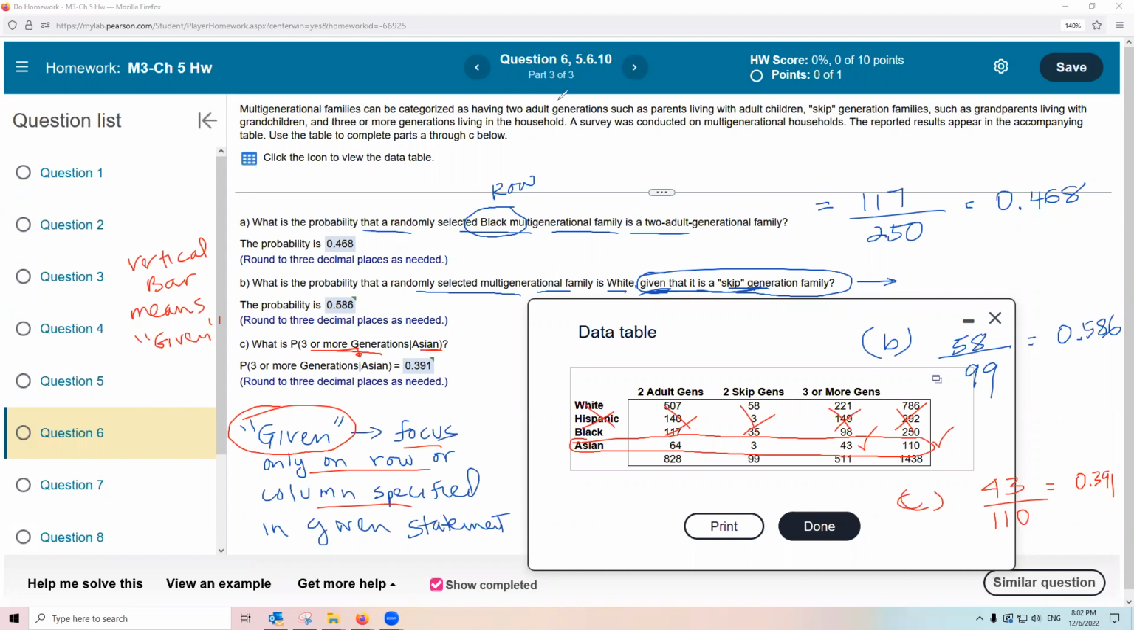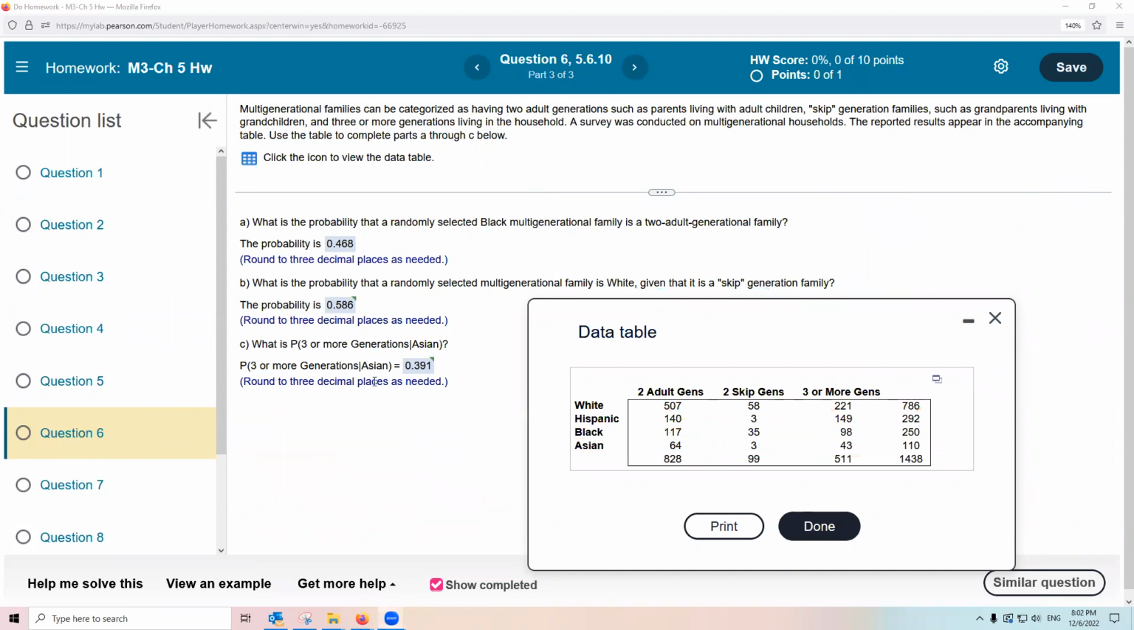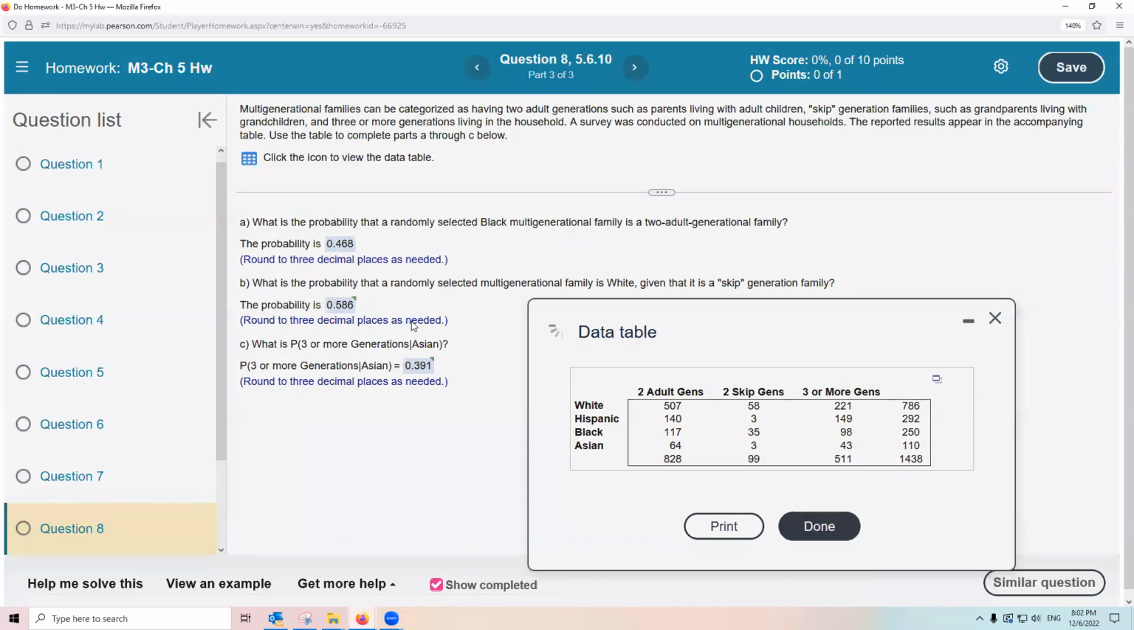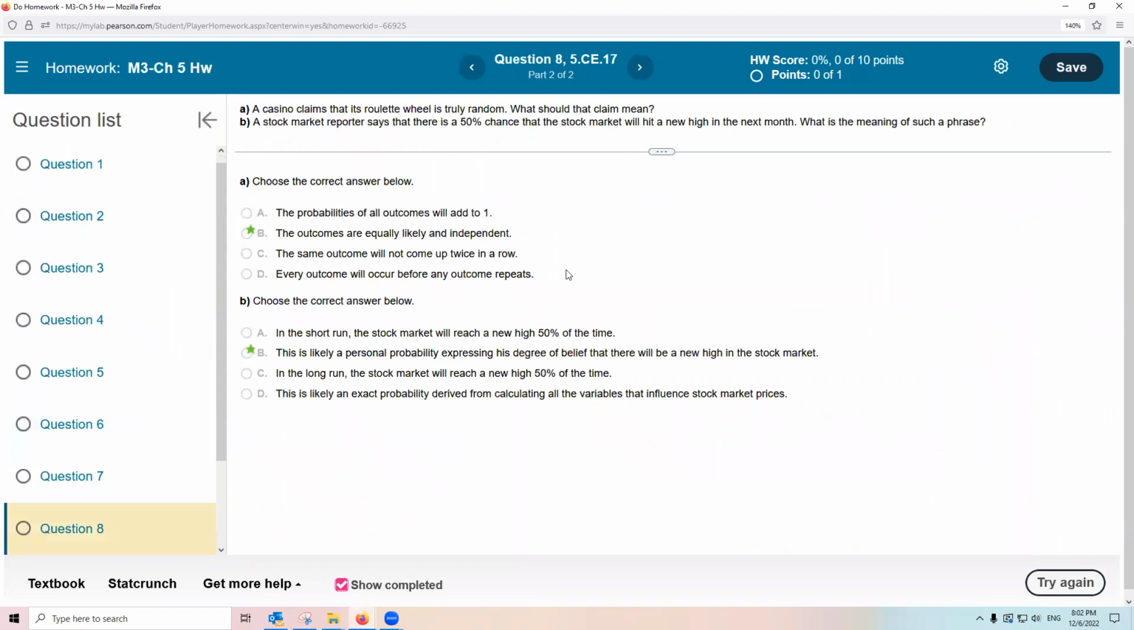All right, let's do a few more here. Let's go maybe to number 8, let's say. All right, this is conceptual, just asking us to interpret some statements. Let's go to part A. A casino claims its roulette wheel is random. What does that mean?